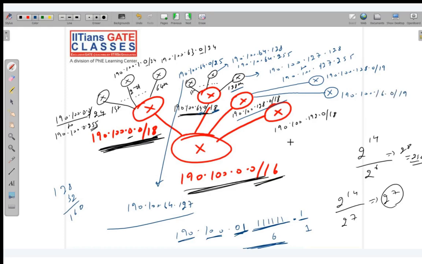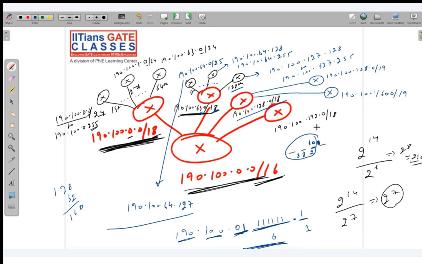Understood, sir. So /18 we were already having, so we have just borrowed 1 bit. 128 was already there. Try to visualize: this is the third octet. The first bit is already 0 because of 128, and 110 is fixed because 2 bits are already fixed. So 8 bits, 8 bits, and 2 bits, 16 plus 2, 18. These are already fixed. Now 1 bit you have borrowed, so 1 bit means 0 or 1. If you put 1 here, you get 128 plus 32, which is 160. That's why I have written 160.0.